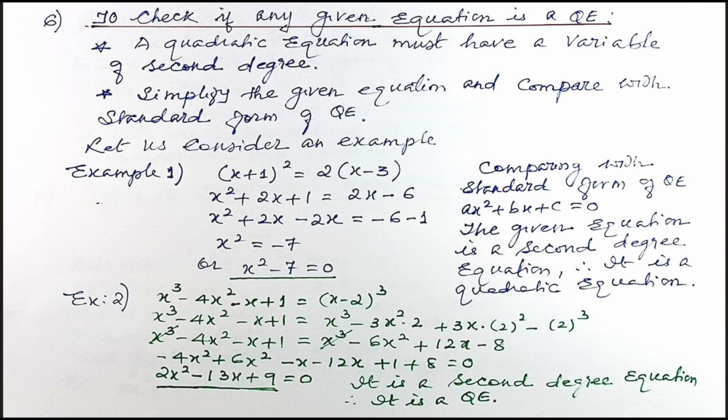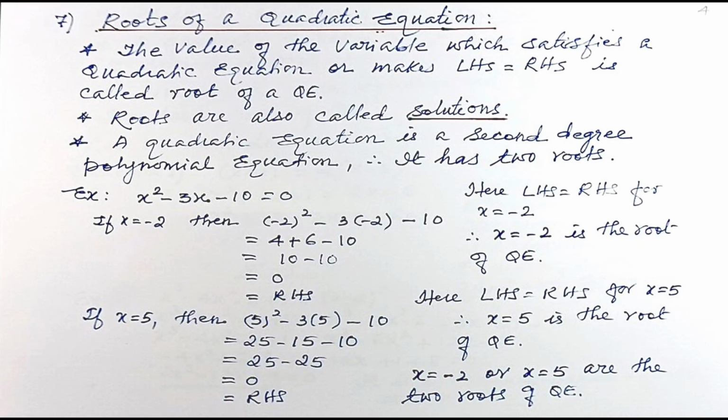So the procedure of finding out whether a given equation is a quadratic equation or not: first of all, simplify the given equation, write it in standard form, and compare it with the standard form of a quadratic equation, that is ax square plus bx plus c equal to 0. If it is a second degree equation after simplification, then it is 100% a quadratic equation. Remember that. Now the next important discussion is roots of a quadratic equation.